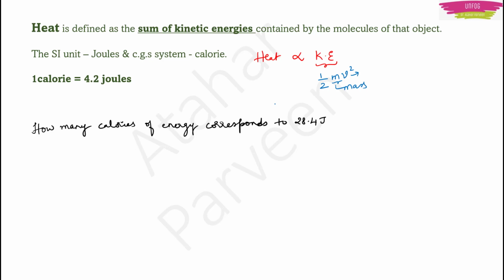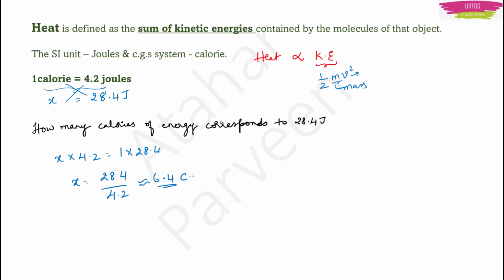So what you do? First you know that 1 calorie is equal to 4.2 joules, isn't it? Now you can cross multiply it, isn't it? X into 4.2 will be equal to 1 into 28.4, or X will be equal to 28.4 upon 4.2. Now if you cancel this number, you will get around 6.4. So this is 6.4 calories. Okay, this is how you can convert.